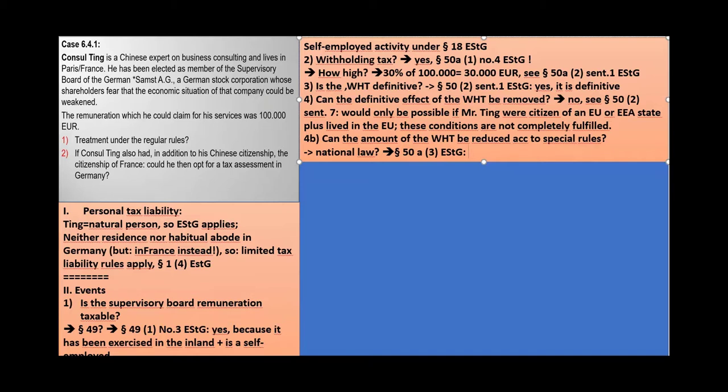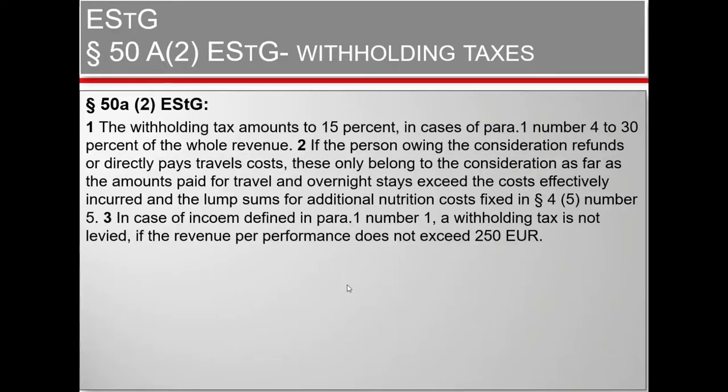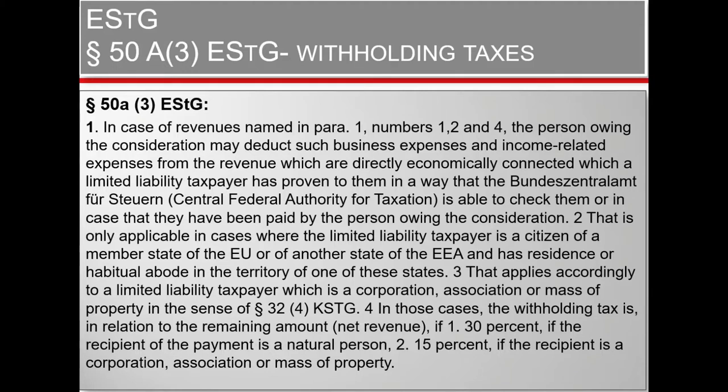But again, here is a big surprise if we take a closer look to these rules, and therefore we just do that. This is now again 50A, not 52. So directly after the passage of the law where the percentage of the withholding tax was named, we get an information that in certain cases the person owing the consideration may deduct such business expenses and income-related expenses from the revenue which are directly economically connected, which the limited liability taxpayer has proven to them in a way that the Central Federal Authority for Taxation is able to check them, or in case that they have been paid by the person owing the consideration themselves. Now again, the fatal blow comes.